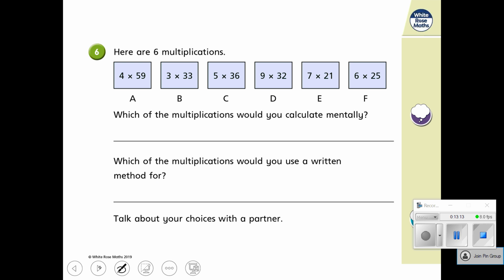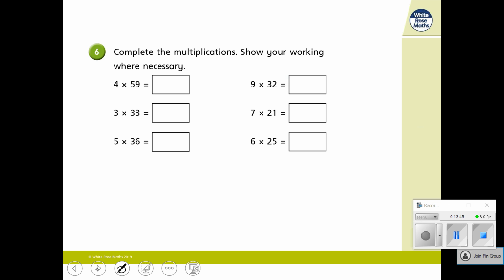Okay. Now this last question is really up to you. Question says, here are 6 multiplications. Which of the ones can you do mentally and which ones would you use the written method for? Now, Mrs. Eden could use a mental arithmetic method for all of these because I'm really good at my times tables and I know lots of different tricks, but you might find it easier to use written methods. So I'm going to let you work that one out yourself, maybe talk to somebody at home, but then have a look at these next few questions and try answering them using whichever methods you like.